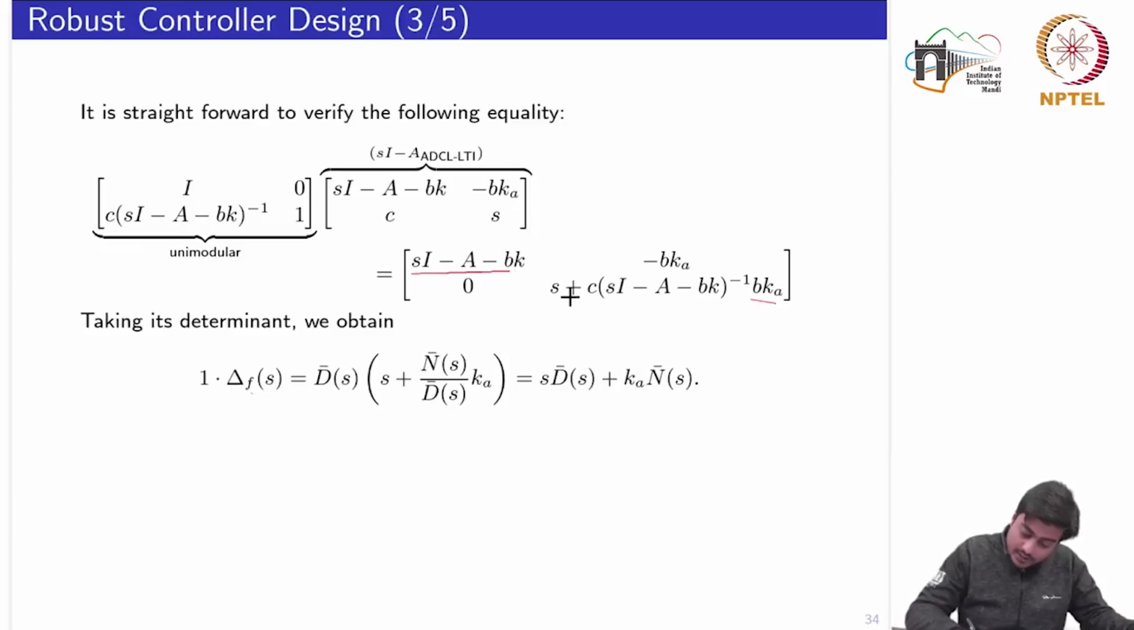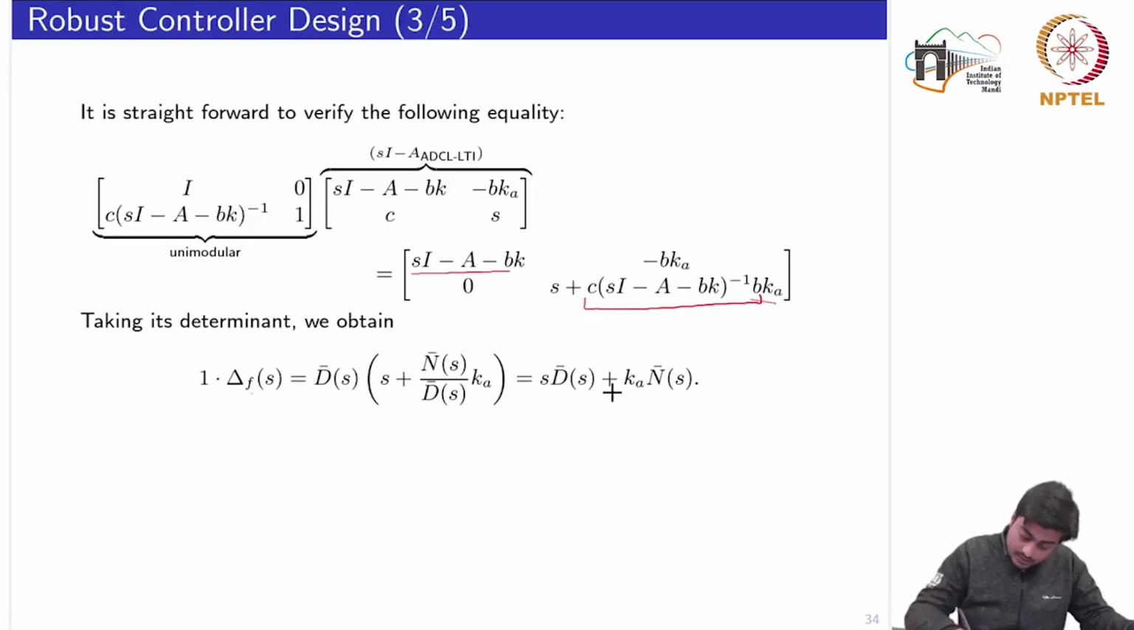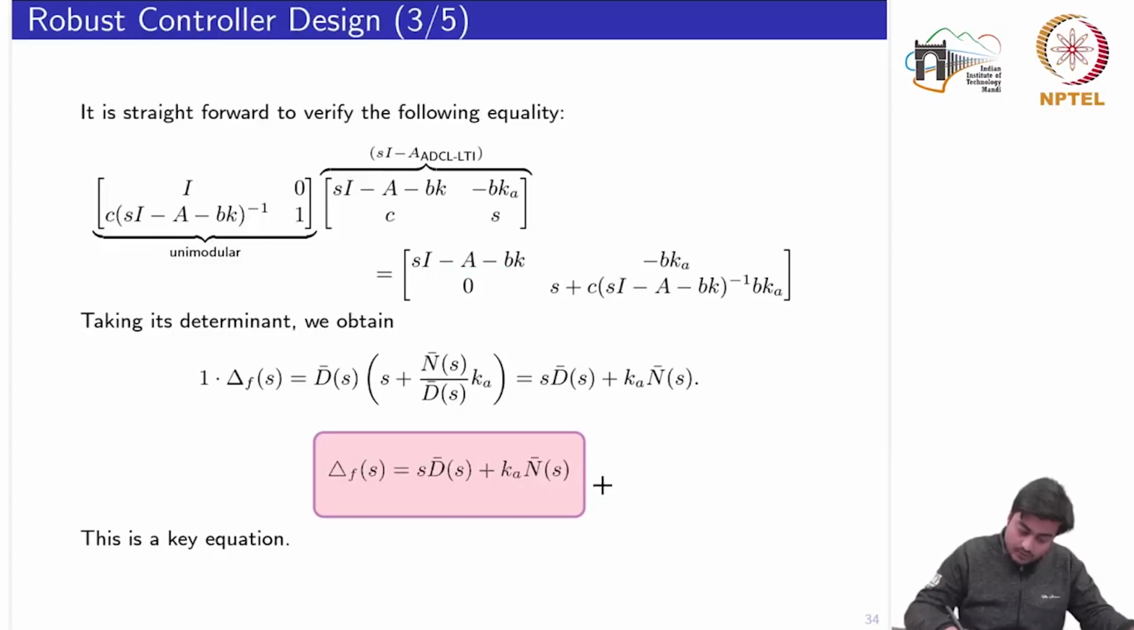The determinant of this one would be s plus, if you pay attention to this part, this is nothing but this G bar hat transfer function, which is n bar by d bar times ka. So I can simplify this term as s times d bar s plus ka times n bar s, right? So this is the key equation here, which we are going to use further. So we know this delta f would become equal to s d bar s plus k n bar s.